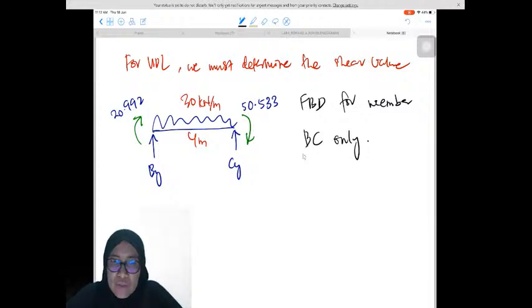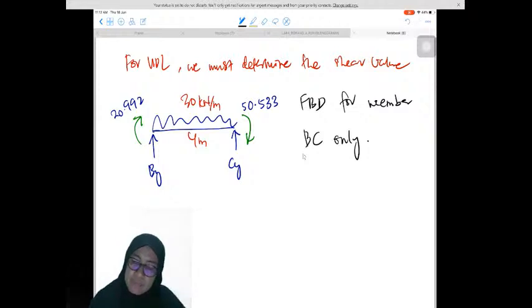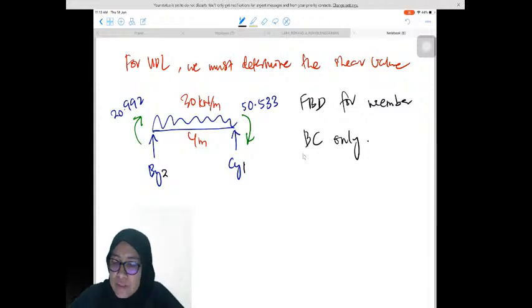So now we need to calculate the BY and CY values. Actually, this is BY2 and CY1. I will explain this free body diagram in the next video. For this one, I will focus on determining whether it has a maximum moment or not, in order to draw the correct shape of the bending moment diagram for member BC.